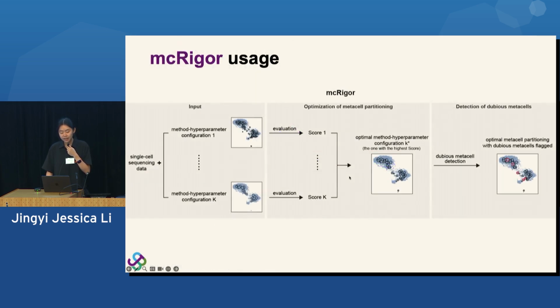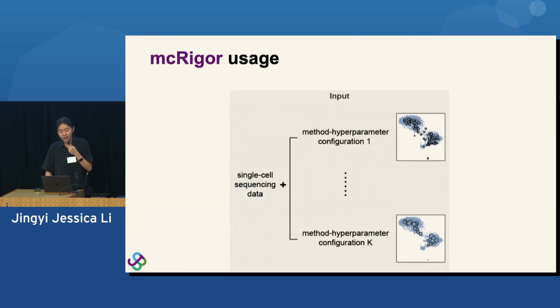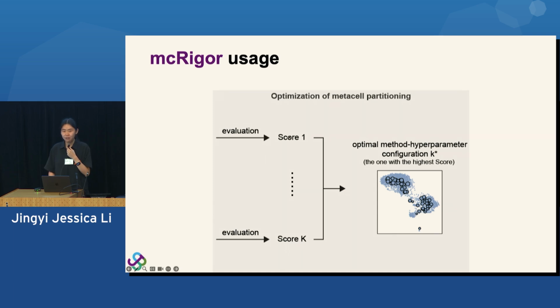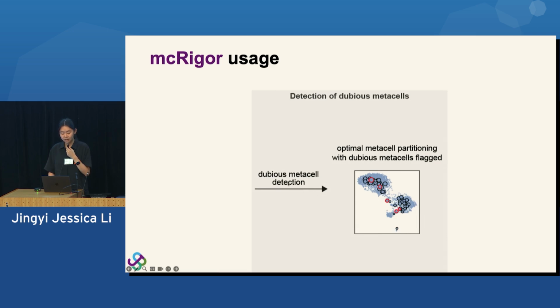So I will summarize by saying how we use mcRigor in practice. There are 3 steps. First step, you can apply your methods of choice and the candidate hyperparameters in combination to a single cell data set. Each combination of method and hyperparameter will give you one set of metacells. And you can apply mcRigor to calculate a score for each metacell partition, and you pick the one with the highest score. So this is what's considered optimal by mcRigor. And then, given this metacell partition, you run mcRigor again to detect the remaining dubious metacells and flag them.